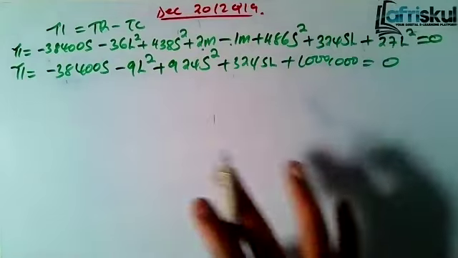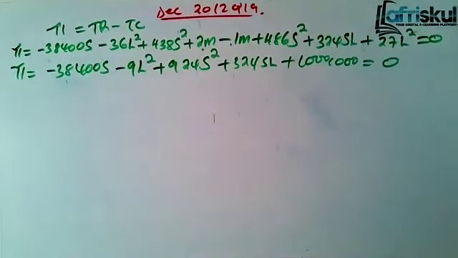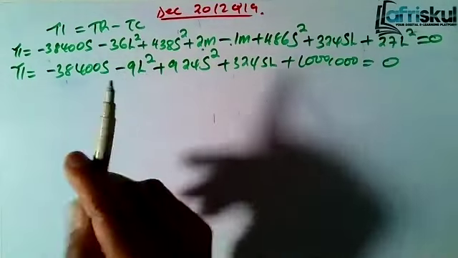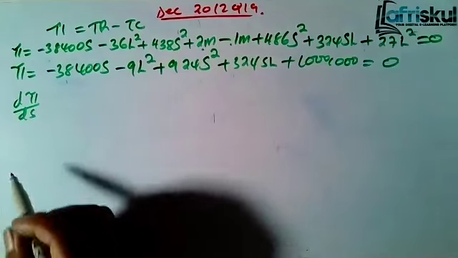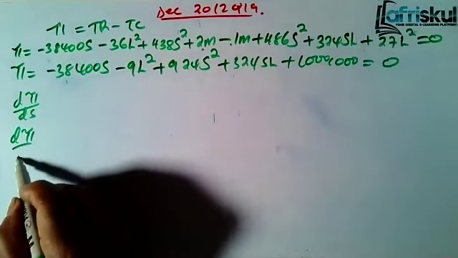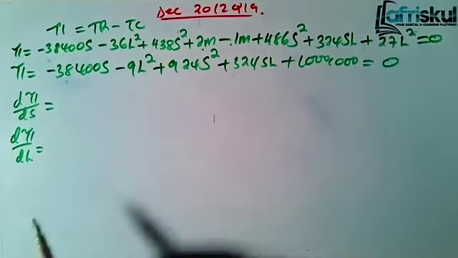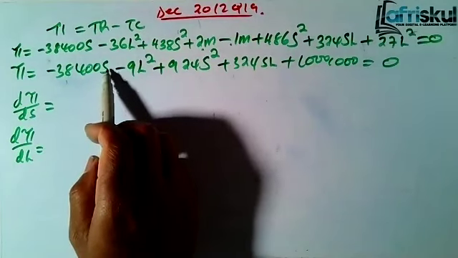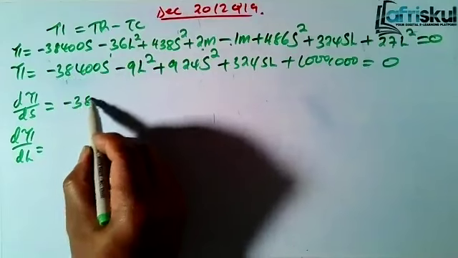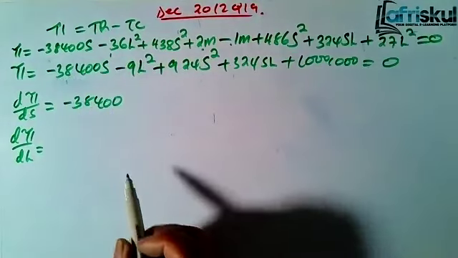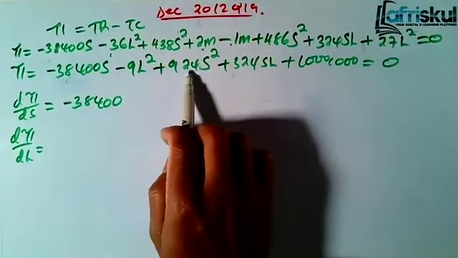Now that's the profit function. But they want the maximum. At maximum, we have to differentiate. How do you differentiate? In this case, we have S and we have L. So you differentiate profit with respect to S. Also, you differentiate profit with respect to L. So to differentiate with respect to S, this is the same as S raised to power 1. That one times that one will be minus 38,400.